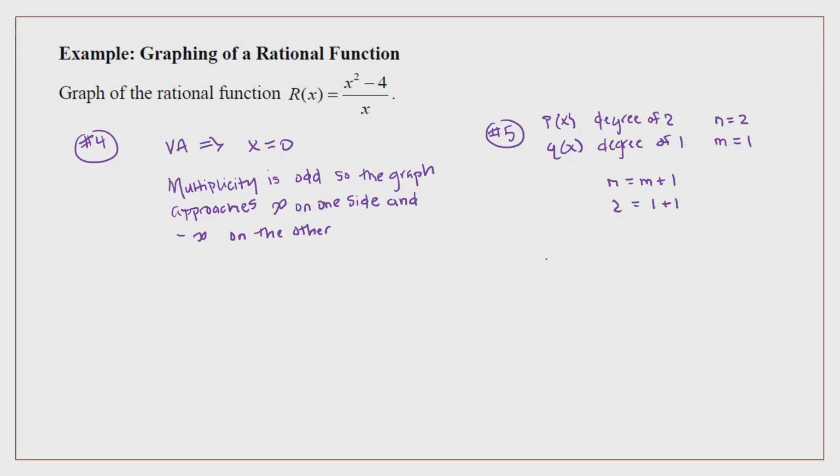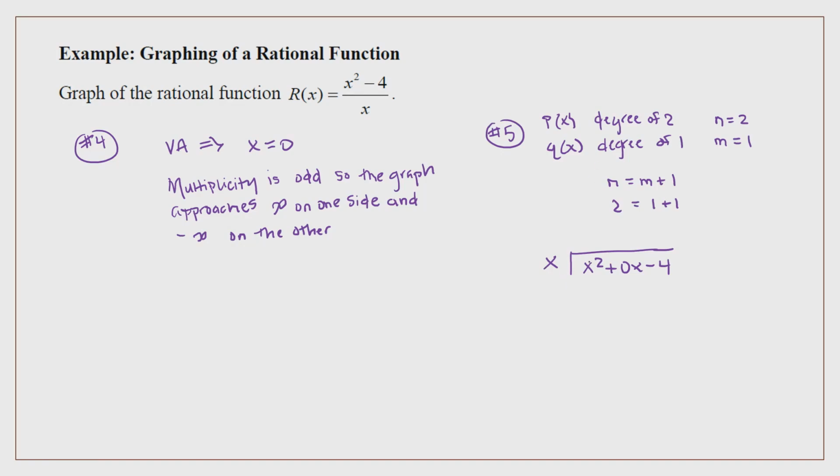Now, when n is 1 more than m, we need to find the quotient of this rational expression. So we are going to take x squared minus 4 and divide it by x to find the quotient, which is going to be the equation for our oblique asymptote.